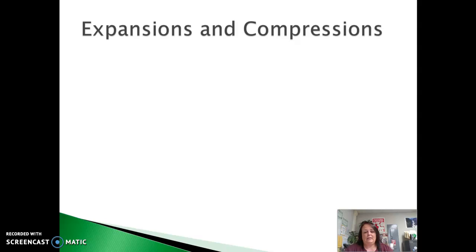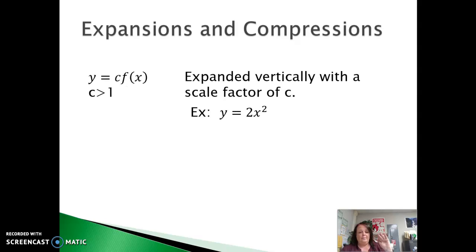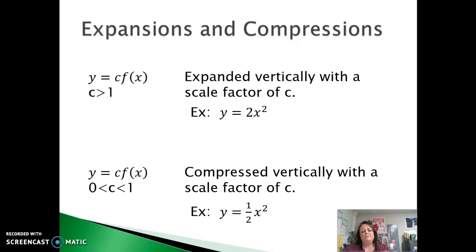So expansions and compressions, if the number is outside the function, then it's a vertical change exactly the way we see it. So if the value is greater than 1, then we're stretching it or expanding it. We're going up faster. If the value is less than 1, again, not talking about negatives because those are reflections, then that means that we're going up slower and we're compressing the graph. So we're compressing it vertically, and the scale factor is exactly the same as what you see. So for the top one, the scale factor is 2, and for the bottom one, the scale factor is 1/2.